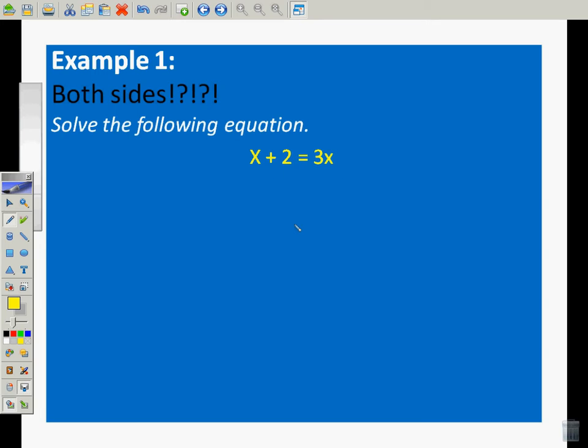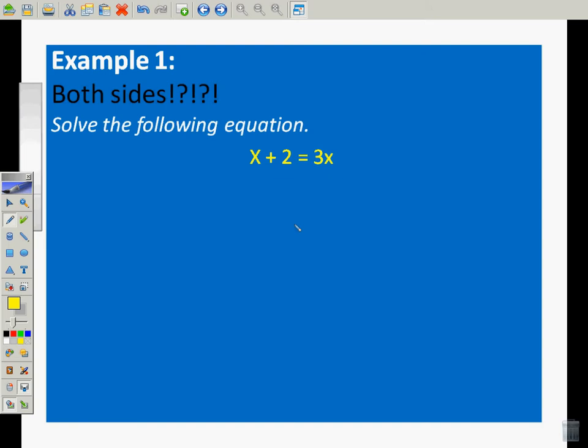We're going to be reviewing an algebra skill where we solve an equation with variables on both sides. Now these are going to be equations where we have the same variable on both sides, but we're going to be working to make sure that we get everything in the correct order and then we solve for x. So in this case we have x plus 2 is equal to 3x.